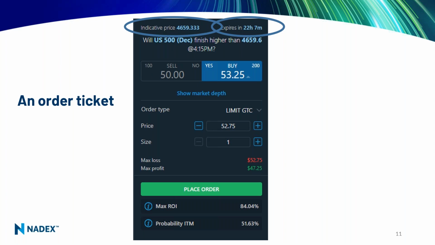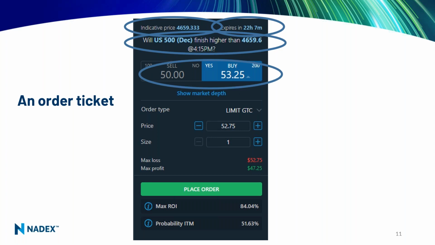So I have an indicative price. I have a time. I have my condition. And the condition was, will the S&P finish higher than 4659.6 at 4:15 p.m. the following day? Now, in this case, the markets were predicting that it would go higher. All right. And I had a bid-ask spread, and now, if I wanted to buy, do I have to pay $53.25?